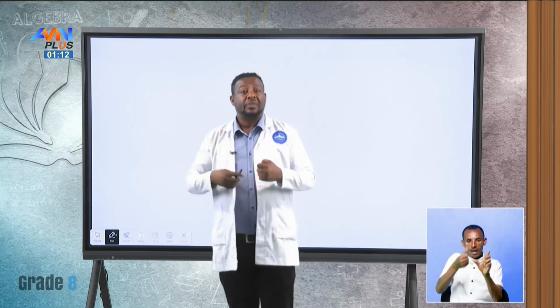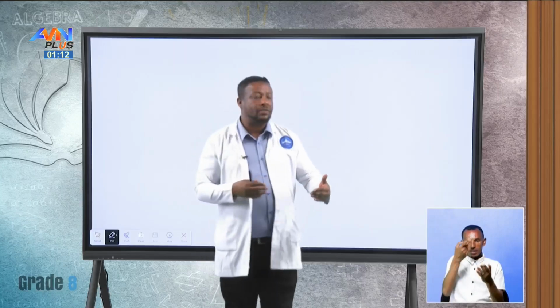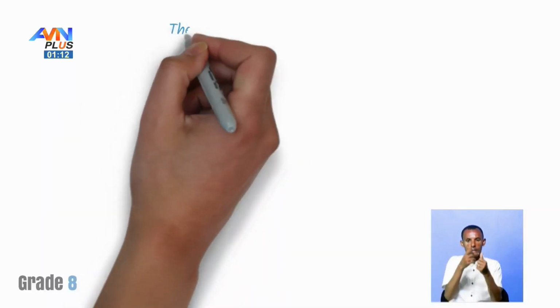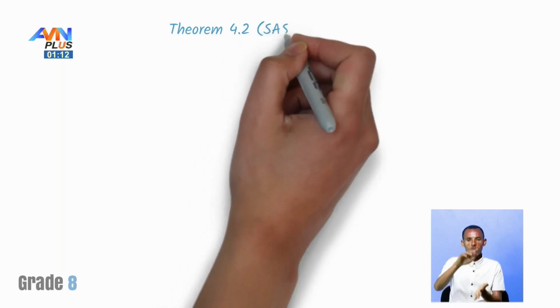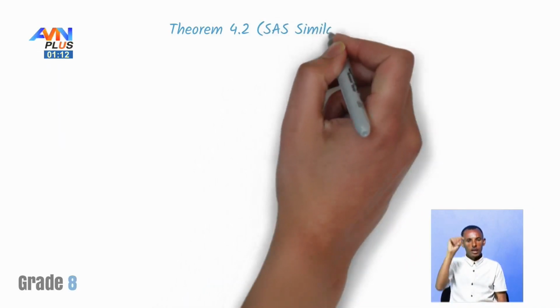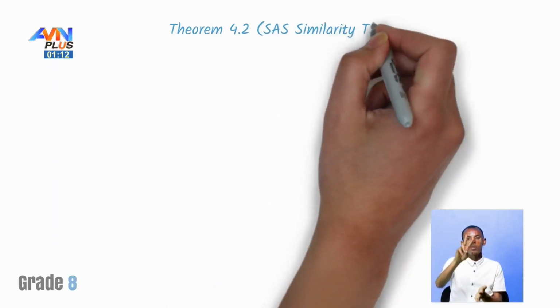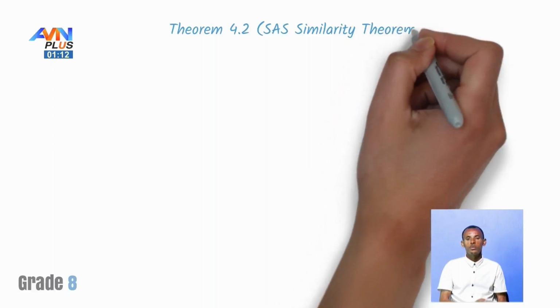So now we will see the next test for similarity, the side-angle-side similarity theorem. And the third one is the side-side-side similarity theorem. Okay, let's see these two first. Theorem 4.2 is about the side-angle-side similarity theorem.